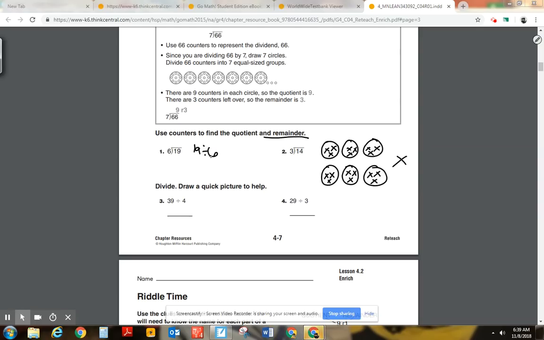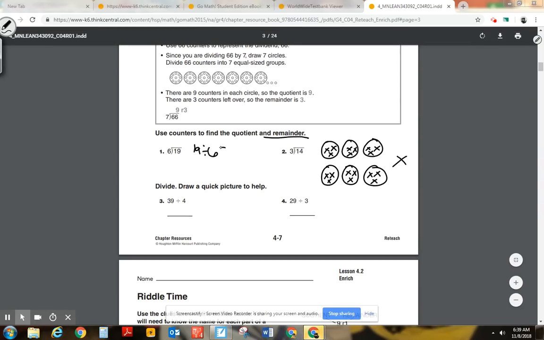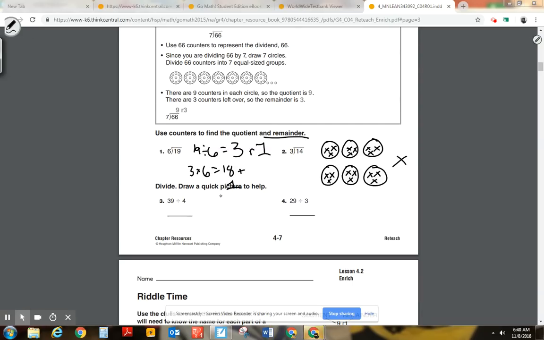So 19 divided by 6 would be 3 in each group with a remainder of 1. I can check my work like this. 3 times 6 is 18, plus that 1 remainder gives me a total of 19. And that's my dividend. That's my total number.